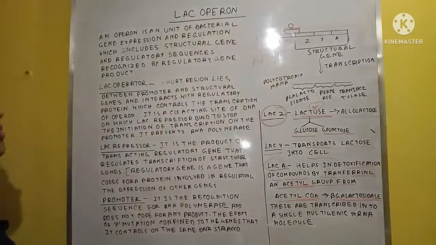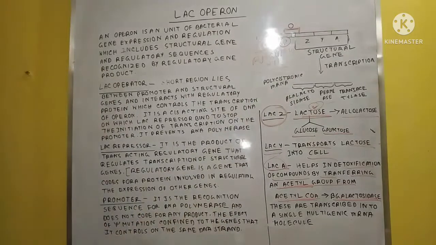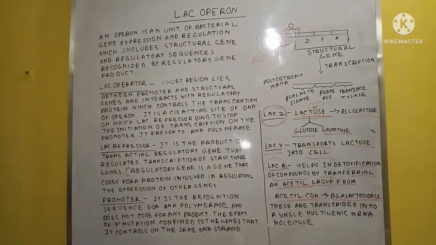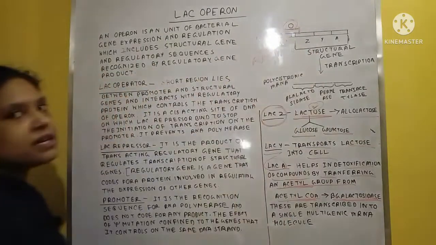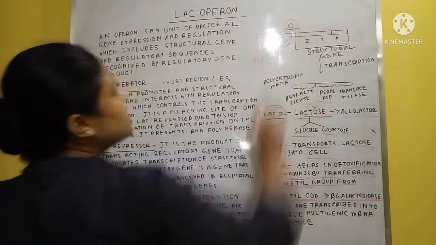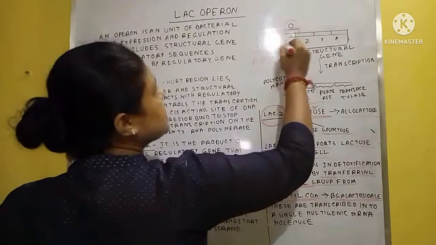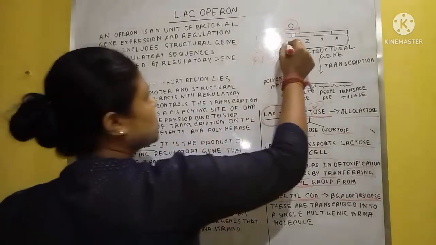When it binds to the operator, it blocks the promoter. The promoter is the binding site of RNA polymerase. If the regulator protein, which is called the repressor protein, binds to the operator, then RNA polymerase, which generally binds to the promoter and helps transcription, is totally prevented from binding to the promoter.